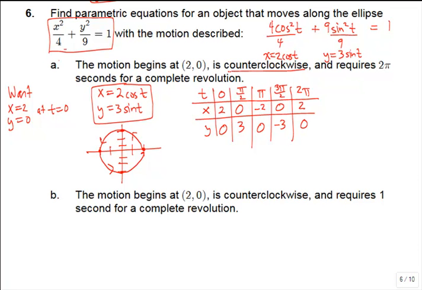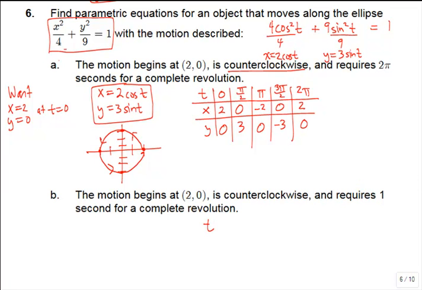Okay, so now what we're going to do is modify this a little bit. We still want the motion to begin at (2, 0). We still want it to be counterclockwise, but this time I want it to complete one revolution in only 1 second. So instead of taking 2 pi seconds, with t ranging from 0 to 2 pi going through that ellipse, this time I want the ellipse to go from 0 to 1 second.